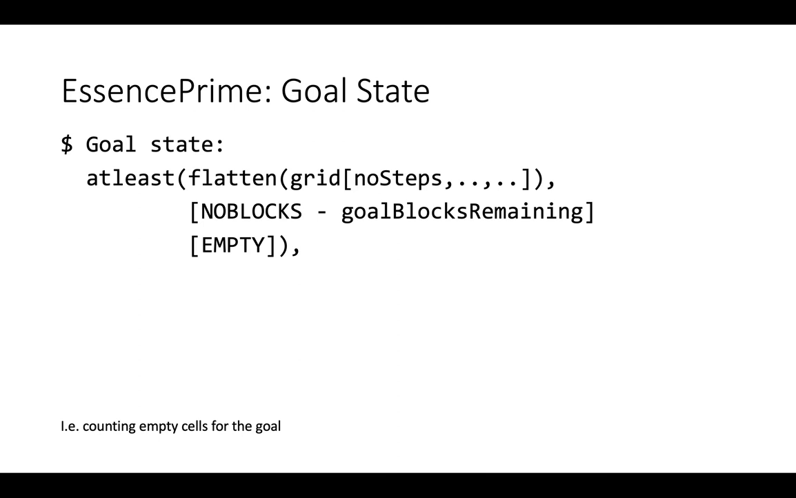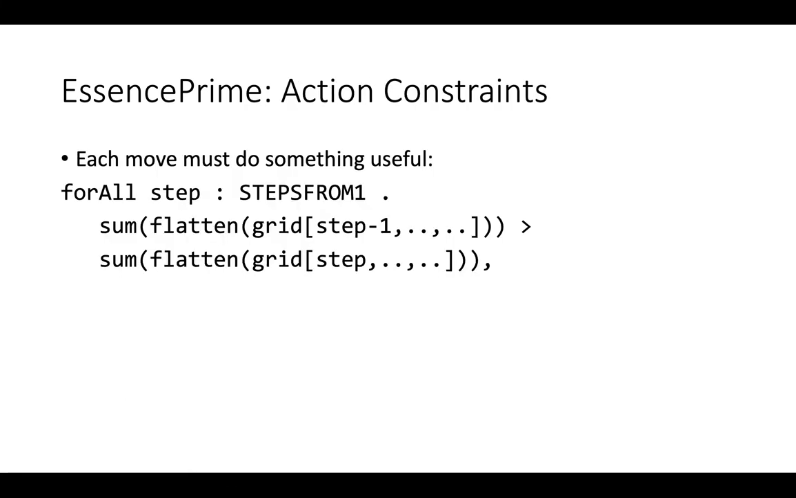So to represent or constrain the goal state in this model is very straightforward. All that we're really doing is counting the number of empty blocks in the final state after the final action, and it has to be a certain number or greater, for emptiness. And we're also going to constrain the actions so that something interesting has to happen at each time step. We're just doing that by saying, again, we have to reduce the grid by at least one block at each time step.